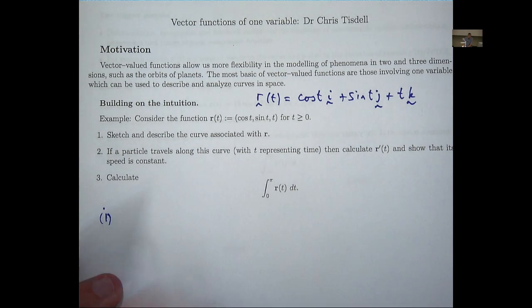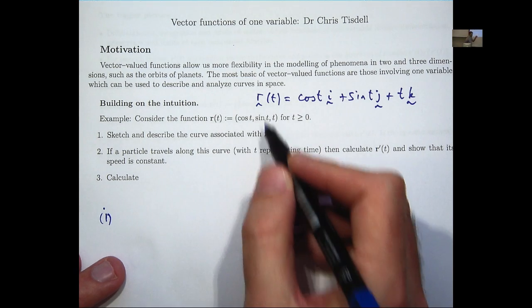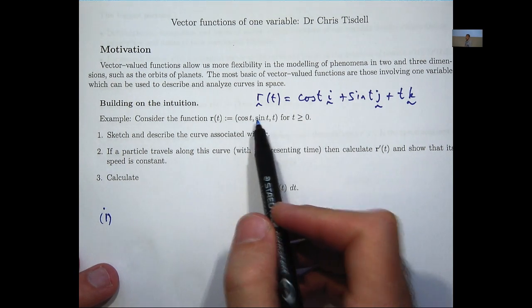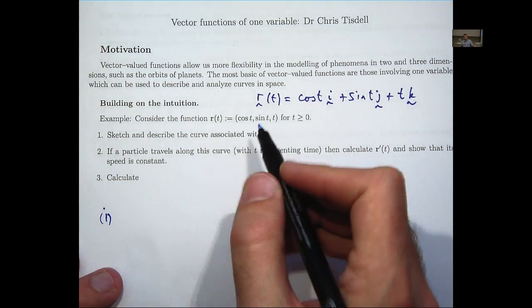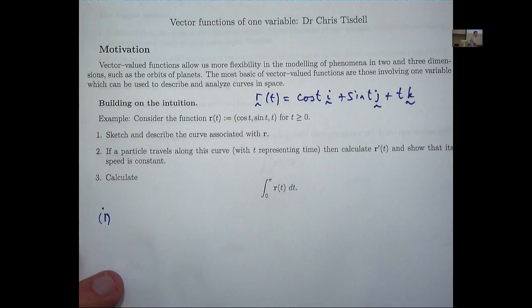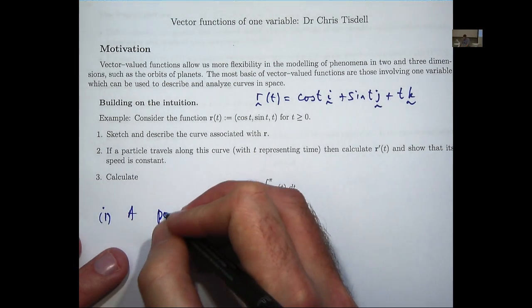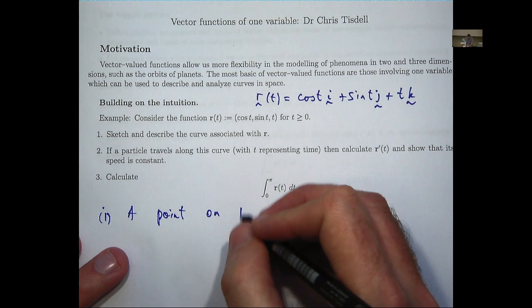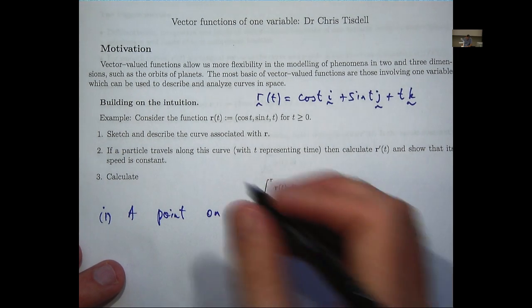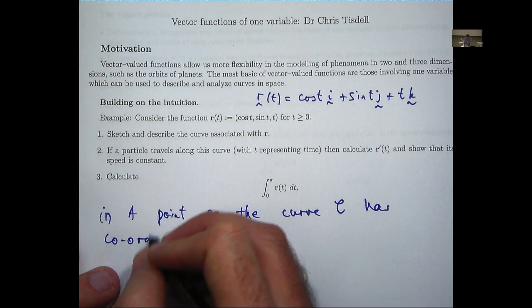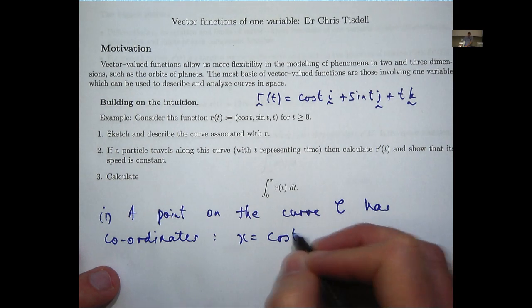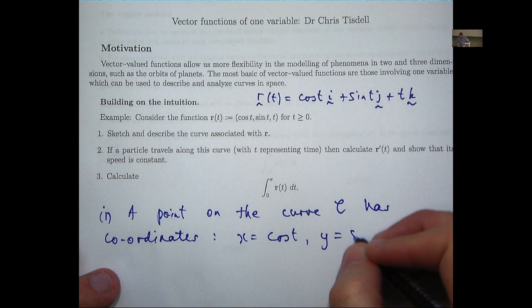Okay, so let's go through and see if we can solve these problems. Part 1, sketch and describe the curve associated with our vector valued function. Well, you can think of any point lying on our curve having the coordinates x equals cosine t, y equals sine t, and z equals t. So let's call the curve, say, C.